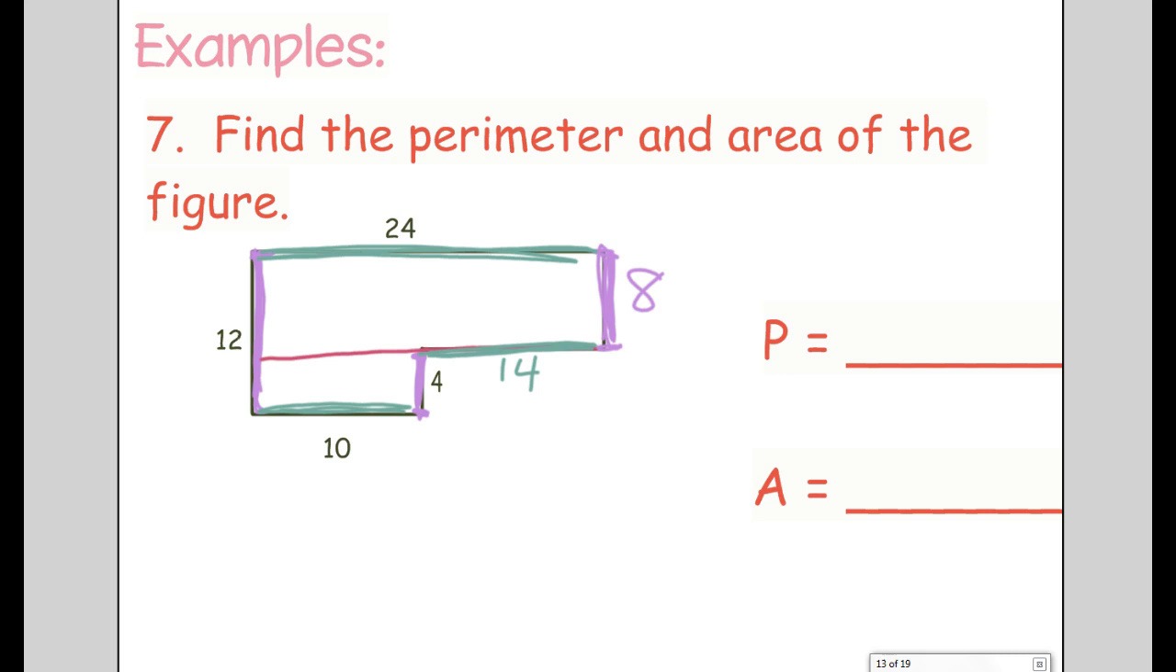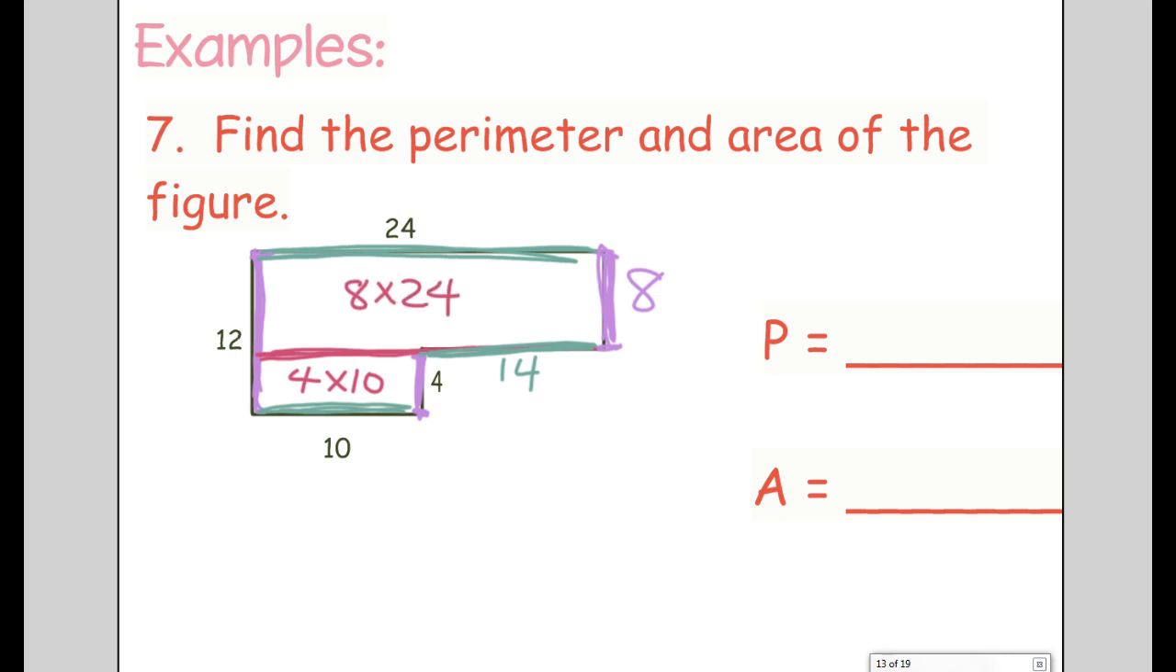Length times width. If you draw that line, there are 2 rectangles. You just do length times width and length times width. So on this one here, length times width. And on this one here, length times width.